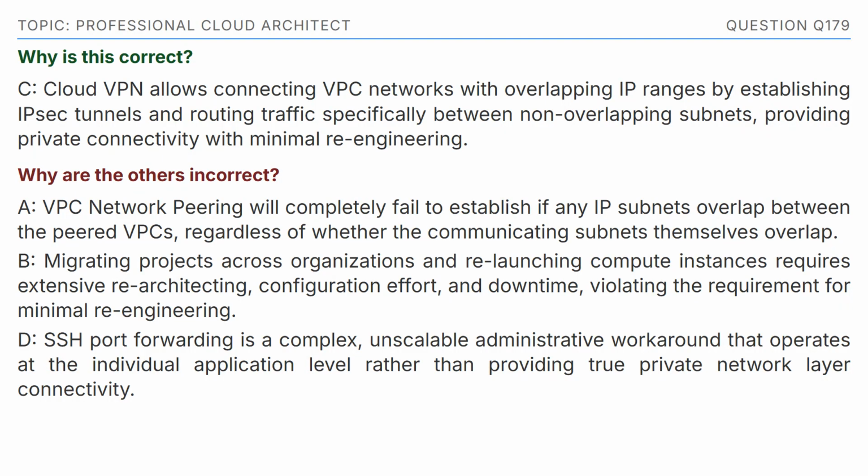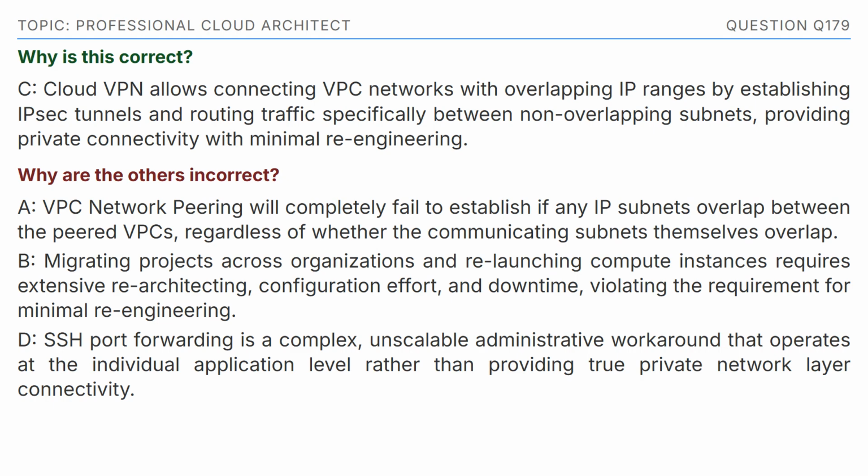C. Cloud VPN allows connecting VPC networks with overlapping IP ranges by establishing IPsec tunnels and routing traffic specifically between non-overlapping subnets, providing private connectivity with minimal re-engineering. Why are the others incorrect? A. VPC network peering will completely fail to establish if any IP subnets overlap between the peered VPCs, regardless of whether the communicating subnets themselves overlap.